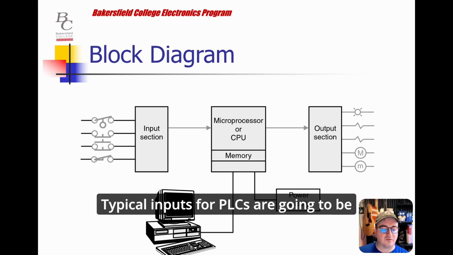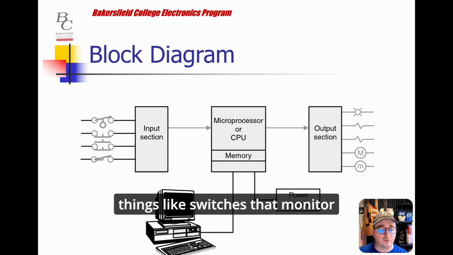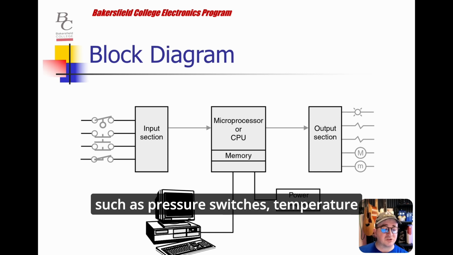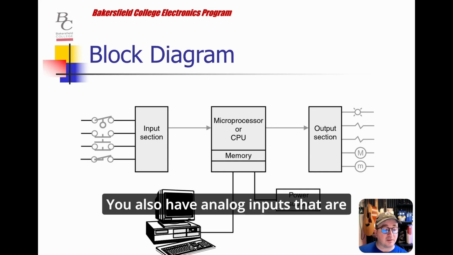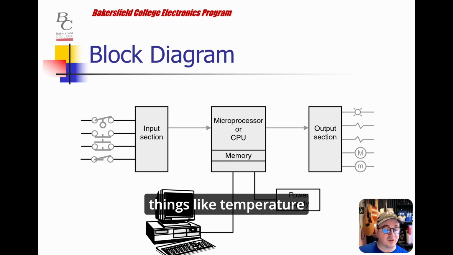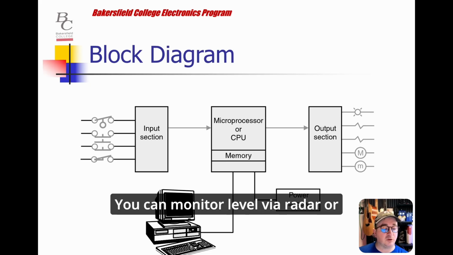Typical inputs for PLCs are going to be things like switches that monitor different process conditions, such as pressure switches, temperature switches, and level switches in the form of capacitance or floats. You also have analog inputs that are things like temperature transmitters and level transmitters. You can monitor level via radar or through pressure.